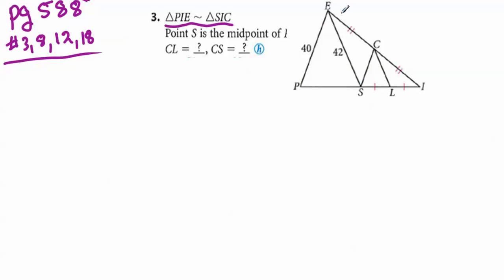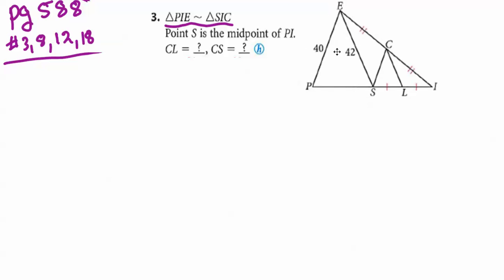Now I'm given here and here, 40 and 42, and that's nice. But what else are they giving me? They're giving me point S as the midpoint of this right here, PI. That kind of got cut off a little. Maybe if I can move this over just a tad. PI, okay? And so this is the midpoint right here. But guess what? This is also a midpoint.